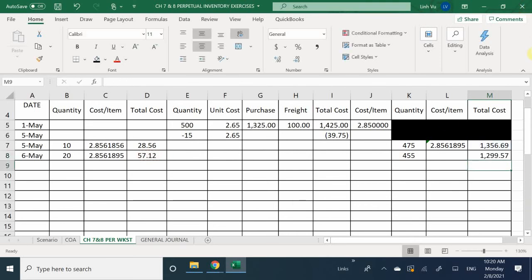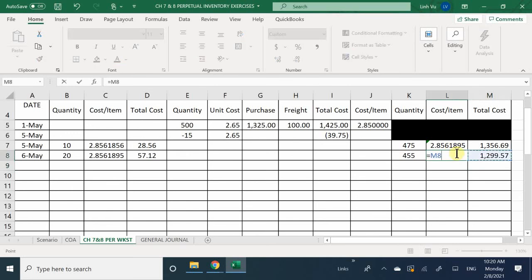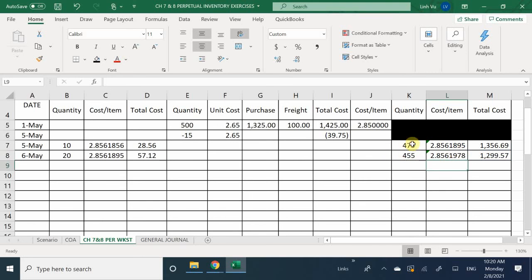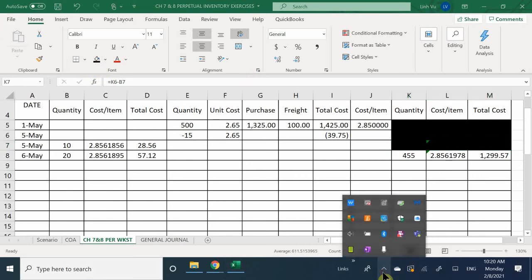And what's my total cost going to be? $12.9957. And lastly, what is my new average cost per item? 2.56197. Good. And I'm going to eliminate that. Okay.